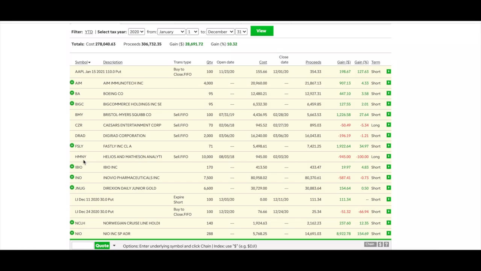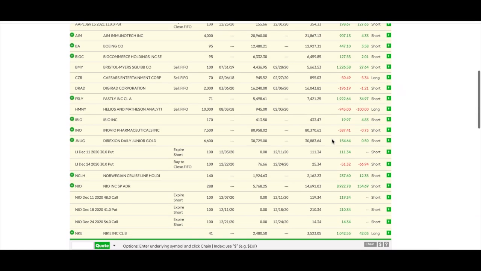So this was HMNY. MoviePass went bankrupt and I had to hold this. Luckily, I didn't have that many shares, so I'm only down $1,000. When a company's going bankrupt, never buy the stocks because you never know what can happen. They really can go bankrupt, like HMNY.